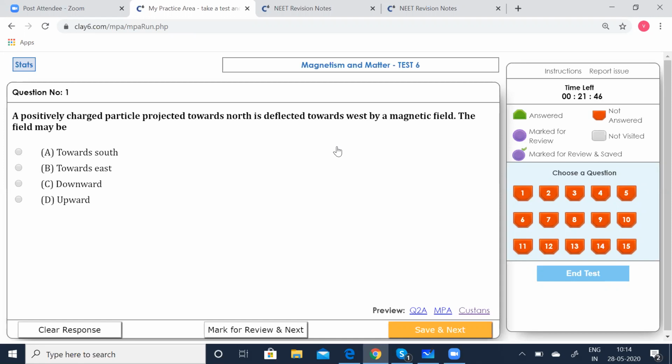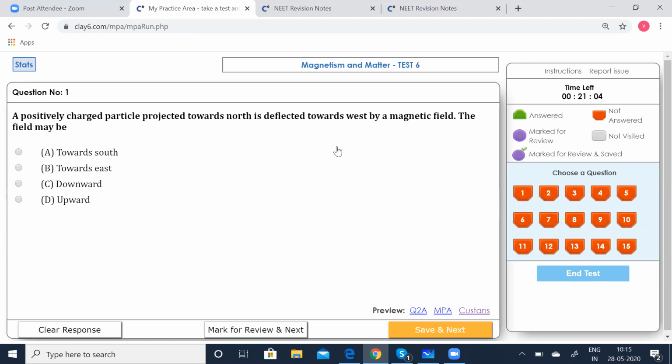Now look into this. A positively charged particle projected towards north is deflected towards west by a magnetic field. The field may be towards south, towards east, downward, or upward. Now we have to use Fleming's left-hand rule. Take your middle finger, forefinger, and thumb and stretch them mutually perpendicular to each other. The thumb represents the motion, the middle finger the magnetic field, and the forefinger the electric field.